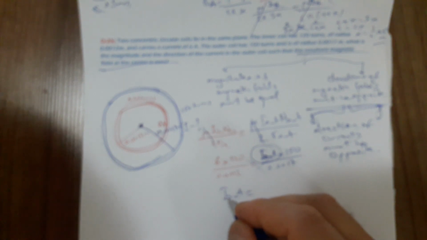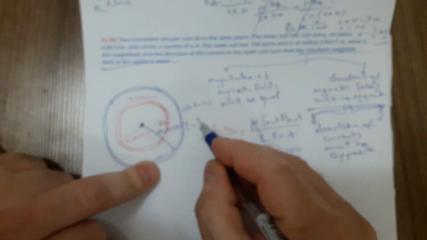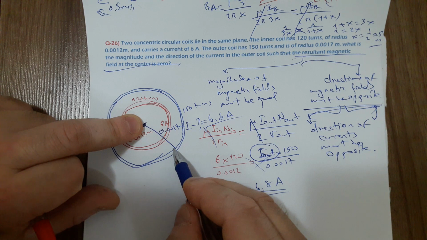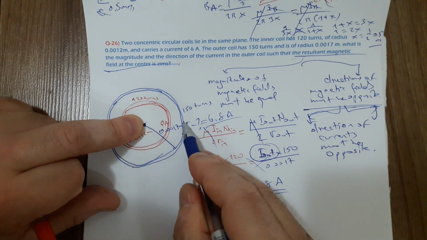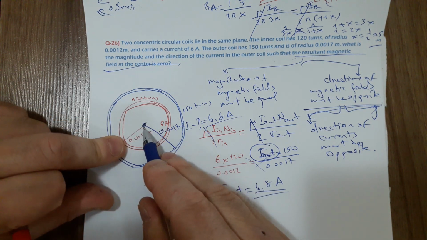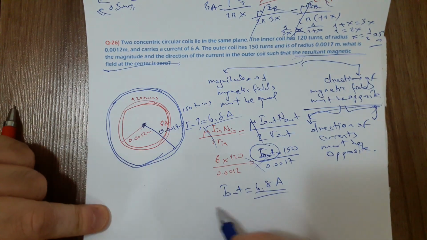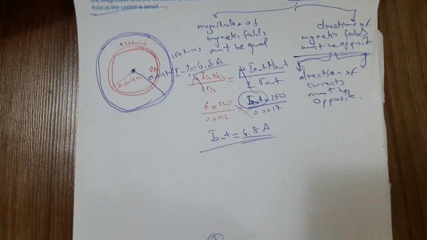I don't have a calculator right now, but I will tell you the result. So it is 6.8 ampere. As you see, the outer coil has a greater current than the inner one. Must be, because if the radius is greater, current must also be greater to make the net magnetic field equal, with magnetic fields in opposite directions at the center. So this is the solution of this problem.